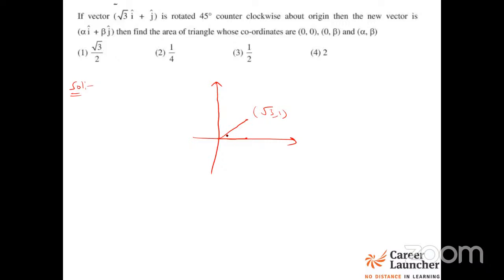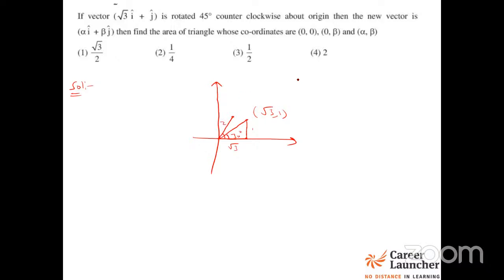So how much will be this angle? If you apply tan theta, it becomes 1 by root 3. So this angle becomes 30. Now we are rotating by 45 degrees anti-clockwise. Now this complete angle becomes 75. This distance will remain 2.